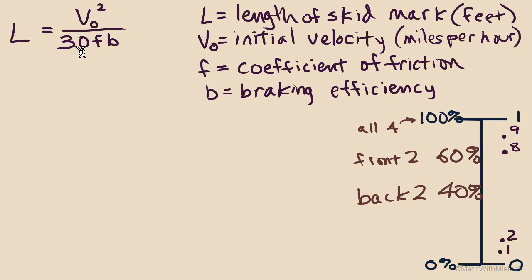In the denominator, 30 times F times B, and F and B are both numbers between 0 and 1 to represent a percent. How much friction is there on the road to help a car stop, and how efficient is the braking of the car? How many tires are being used in the braking process?